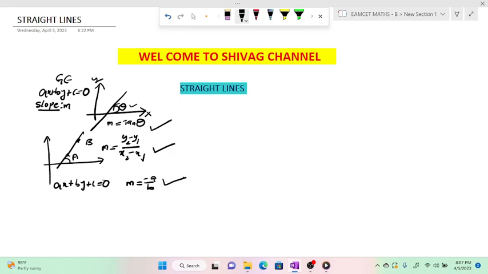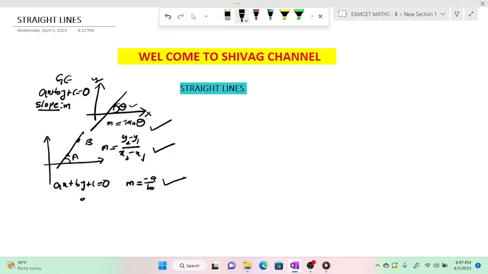When to use the first formula: if the angle theta, suppose 30 degrees, is given, if the inclination of the line is 30 degrees, in this case, the slope of the line m is equal to tan theta, so tan 30. If only 2 points are given, A, B, like 2, 3 and 3, 4, this type of points, in this case, slope m is equal to y2 minus y1 by x2 minus x1.